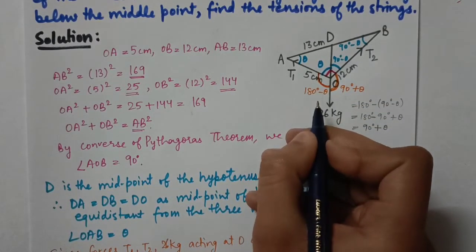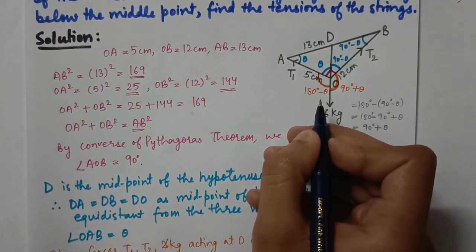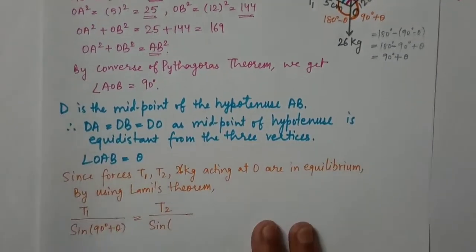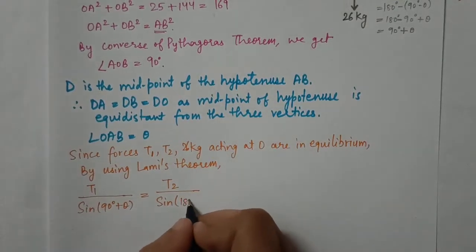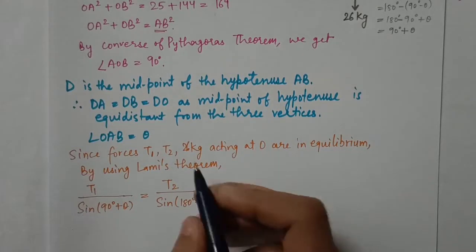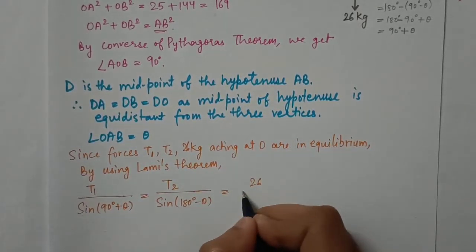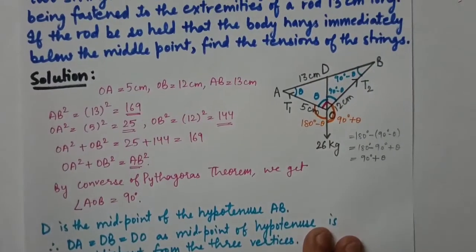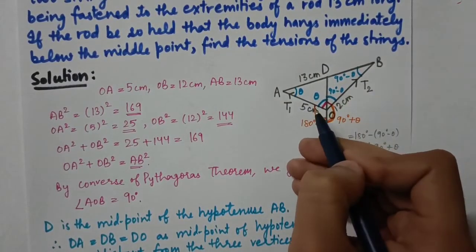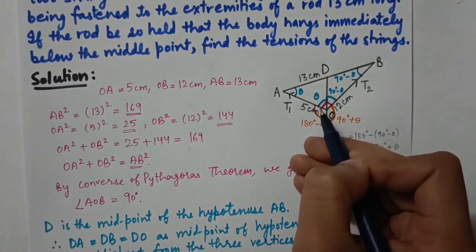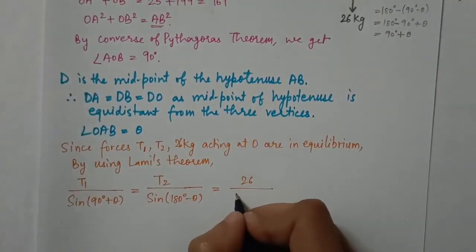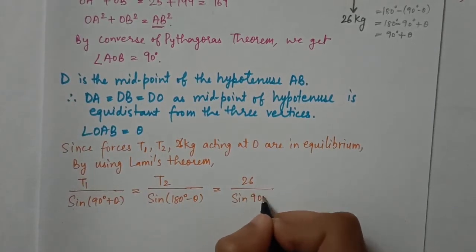Are you getting it? If you do not understand, feel free to comment in the comment section to ask me what you are not getting. Okay, so now here would be sine of 180 degree minus theta, and the next force is 26. And now the two other forces are this T1 and T2, and what is the angle between them? This 90 degree angle. So now we are simply going to write sine 90 degree.